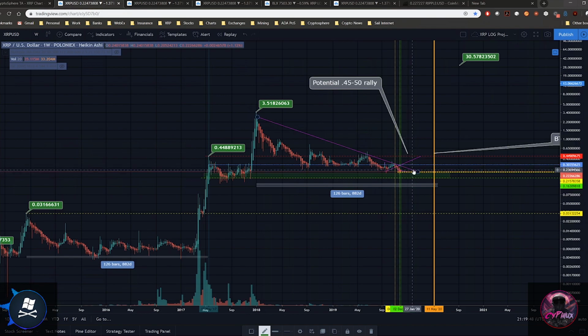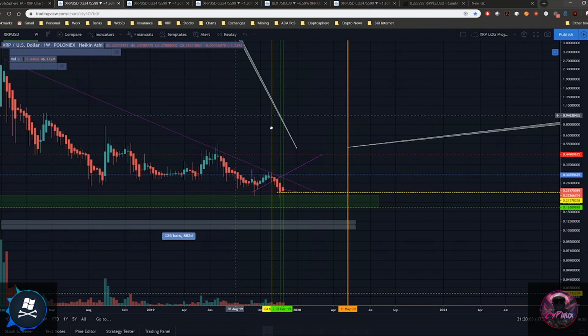So until we consolidate, maybe this is when we get that breakout to the upside, getting past the 30-cent resistance and then meeting the next level of resistance. And I can show you guys that on this VPVR.